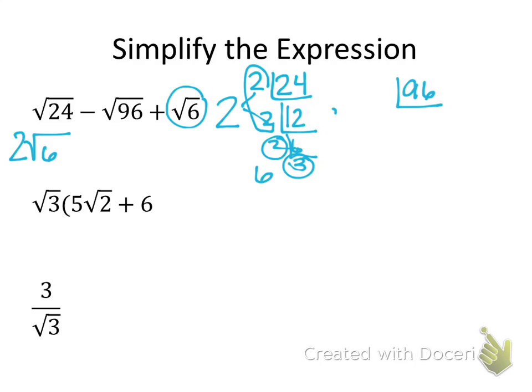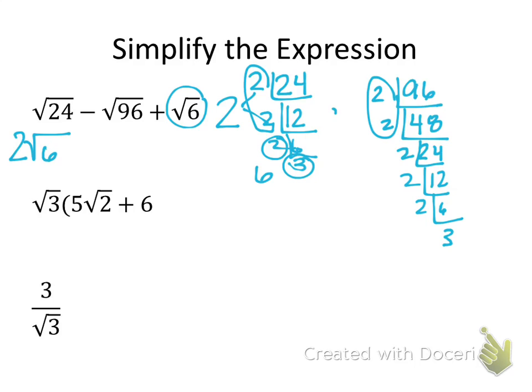So I say, what's the smallest number that can go into 96? 2. 2 goes into 96 48 times. Divide by 2 again, and I get 24. 2 again, and I get 12. 2, 6, 2, and 3. Okay, now I need to circle my pairs. A pair of 2's, a pair of 2's. So this pair equals 1 two. This pair equals 1 two.